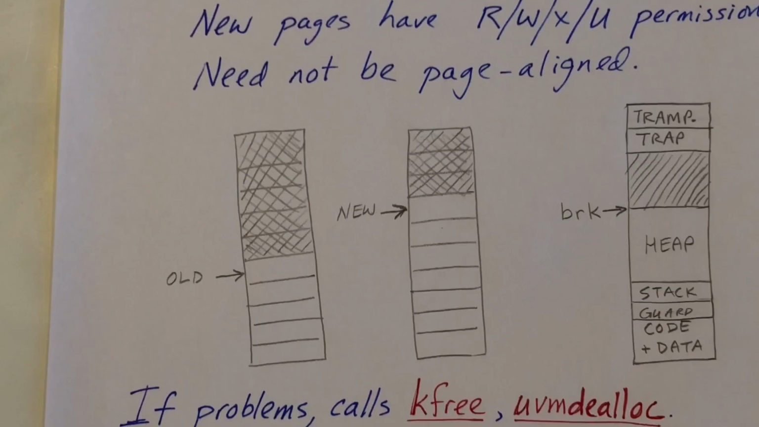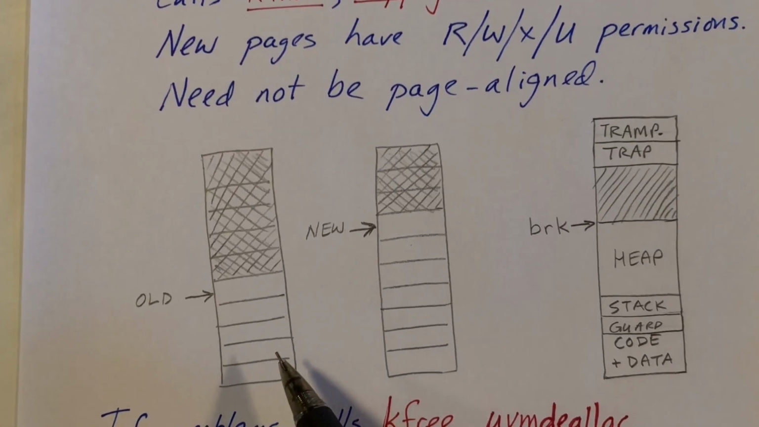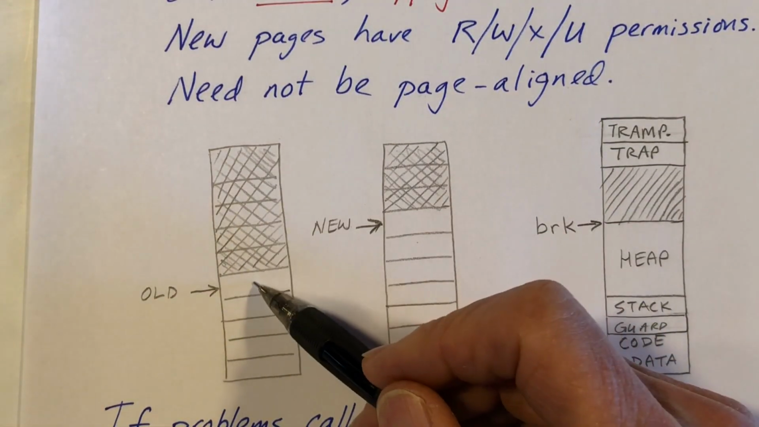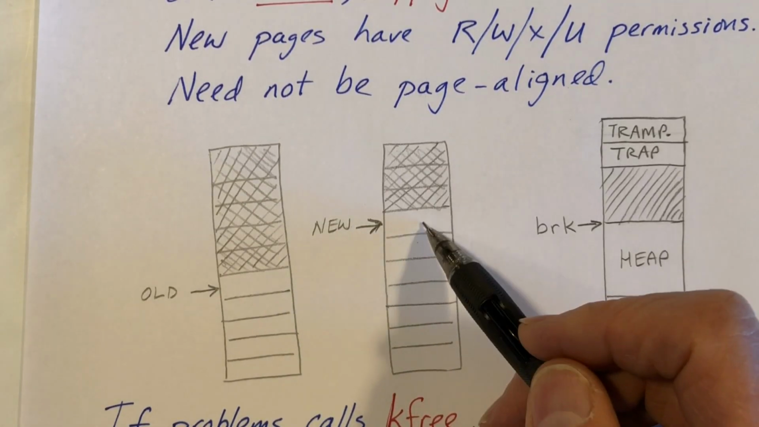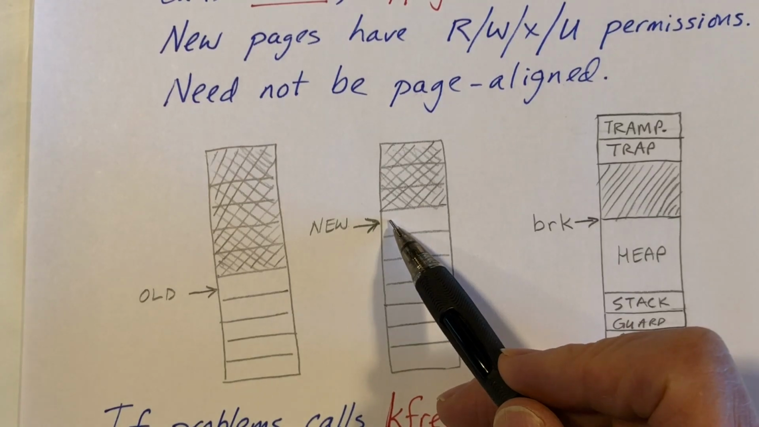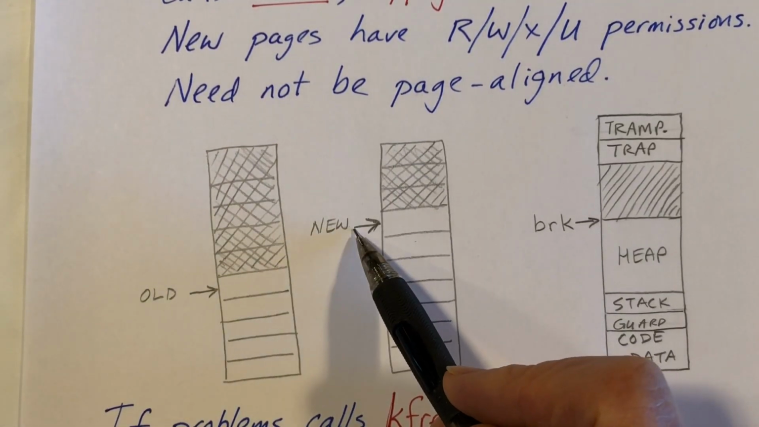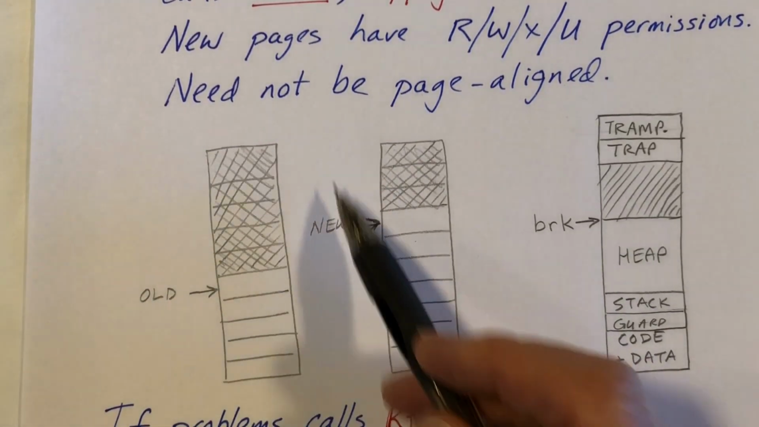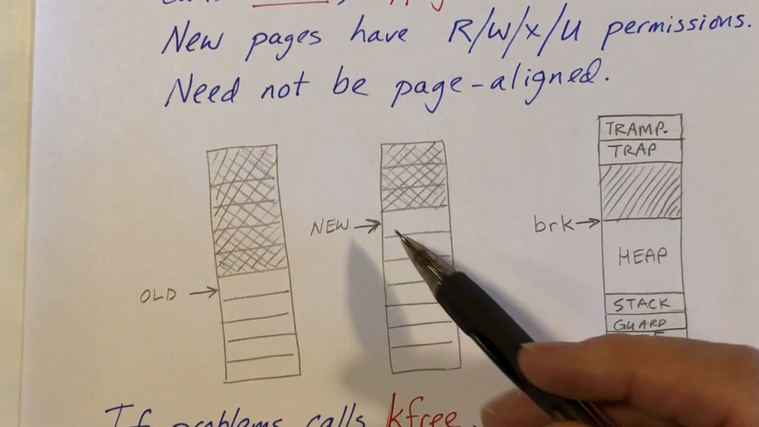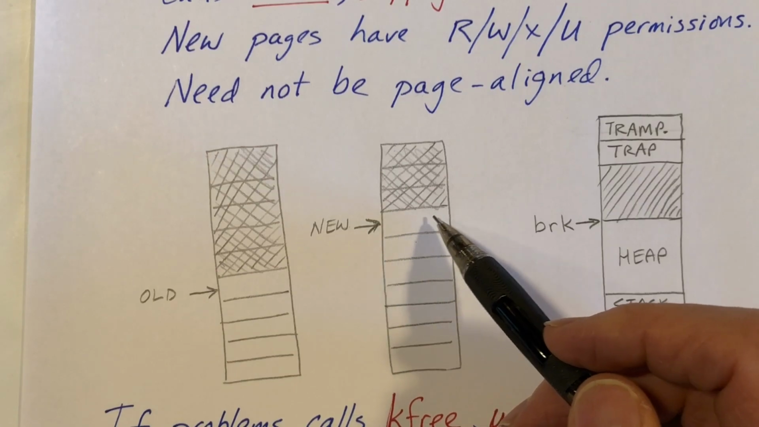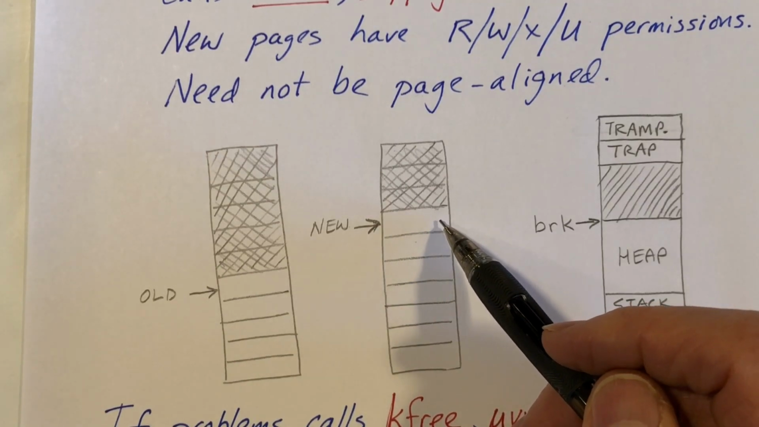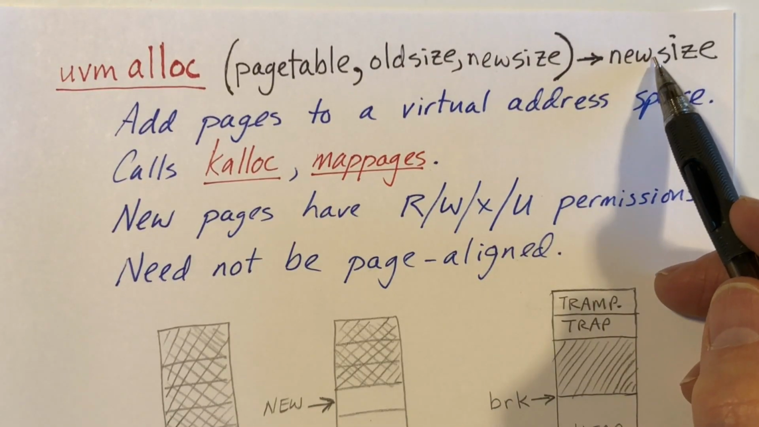And so here's an attempt to show this with pictures. Here's the old virtual address space, and we want to add as many pages as necessary to bring it up to new. The old and the new sizes need not be page aligned, and we will add as many pages as necessary to make sure that the virtual address space is at least as big as the new size, and we will return the new size.